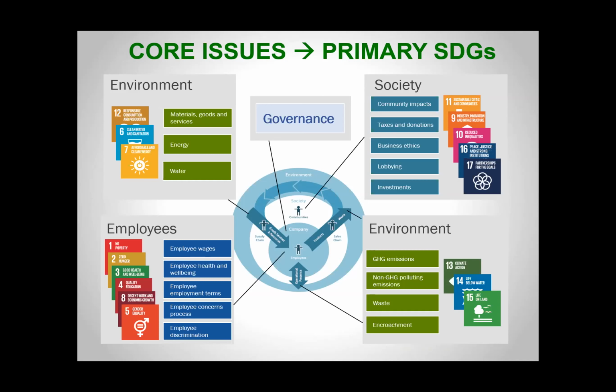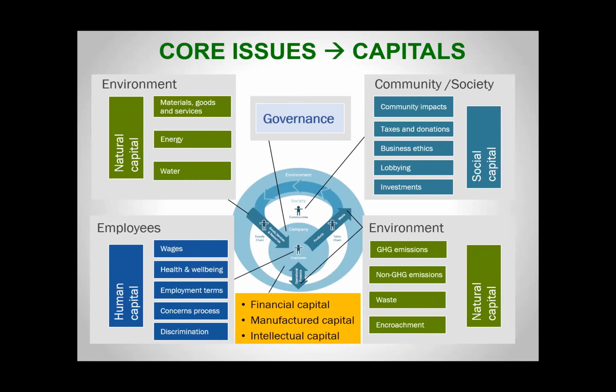And then there's this other language, which is called capitals: natural capital, human capital, and social capital. Even as the names imply, they're easily mappable to those core ESG issues or sustainability issues. The natural capital dimensions are both on the input side and the output side, so natural capital spans both of those. Social capital is really straightforward, and human capital, human resources, are really straightforward too.